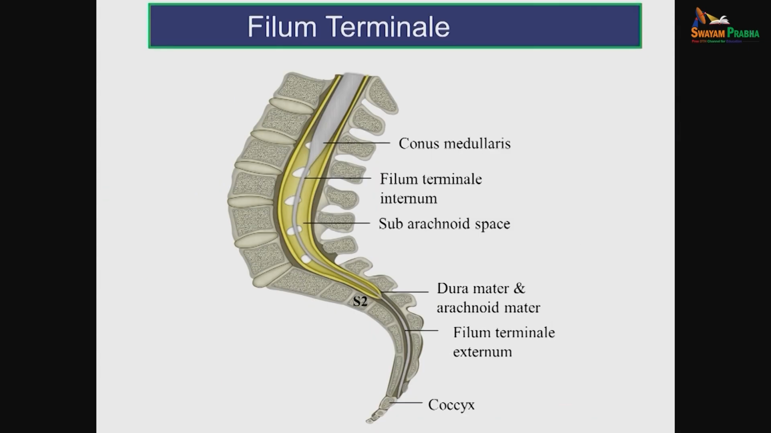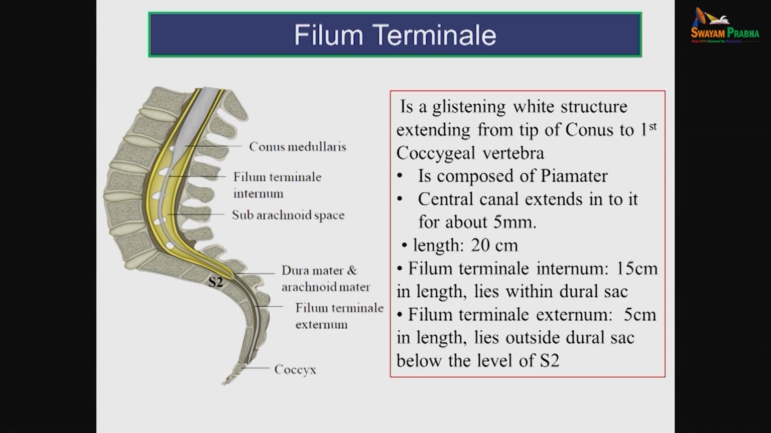So, having talked about the pia mater, we will discuss some more details about the filum terminale, which you can see in this picture. As I already mentioned, filum terminale is a glistening white structure. You can see in this picture, it is extending from the tip of the conus medullaris to the dorsal surface of the first coccygeal vertebra. So, it is composed of pia mater.